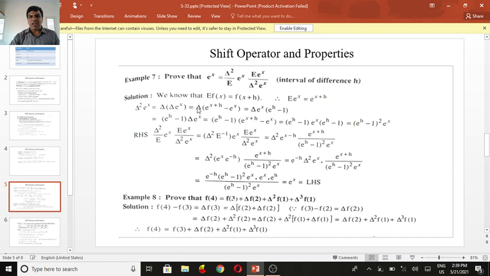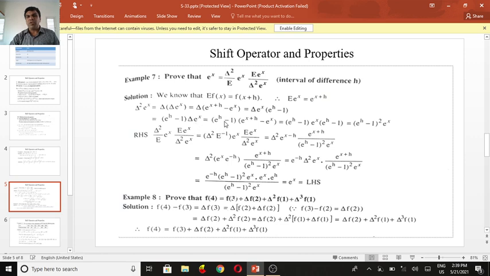Again apply Δ. We get Δ e^x = e^x (e^h − 1). Here we take e^x as common from e^(x+h) − e^x, and we get e^h − 1. So Δ of e^x (e^h − 1); e^h − 1 is a constant, take it outside. So (e^h − 1) Δ e^x.